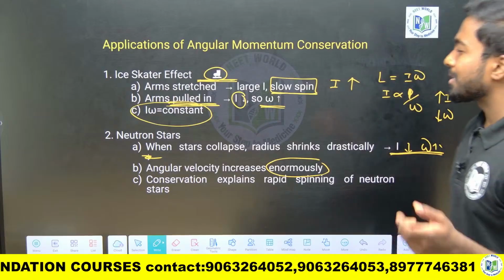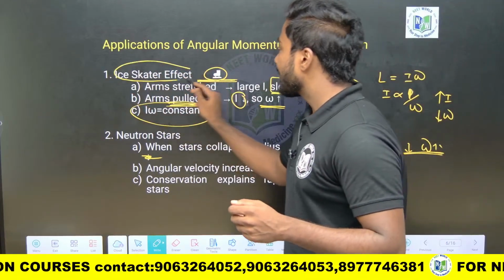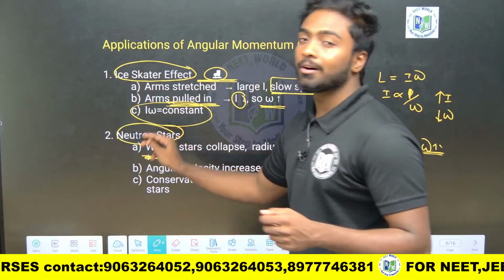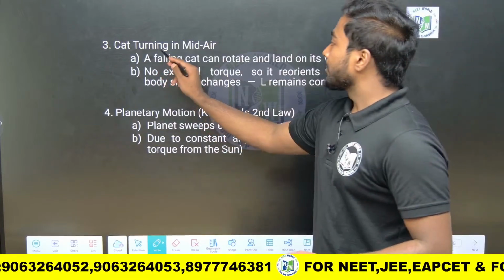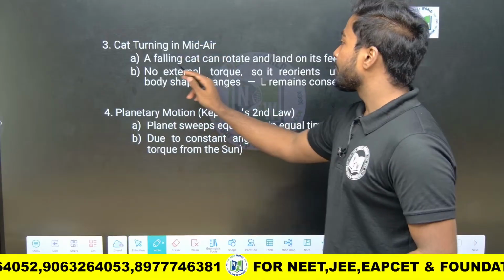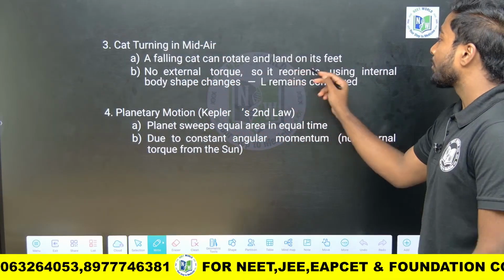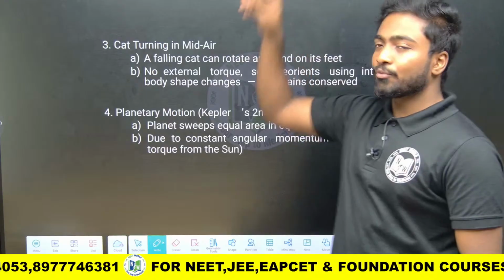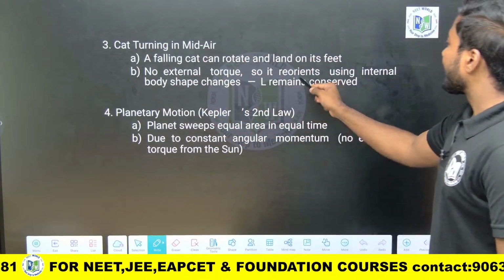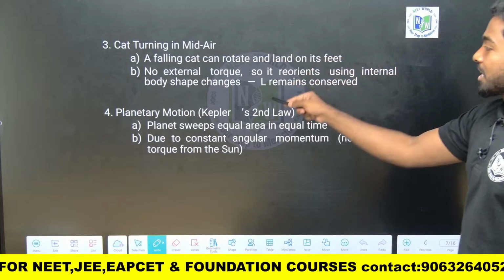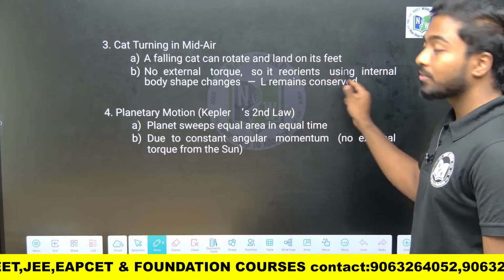So questions can be in this form: ice skater effect, neutron stars. Okay, some more things are there. Cat turning in mid-air: a falling cat can rotate and land on its feet. A cat is rotating and falling, they will say. There is no external torque, so it reorients using internal body shape changes. So L remains conserved there.